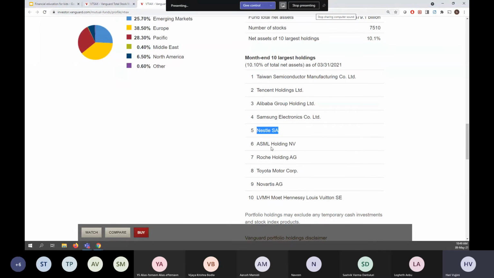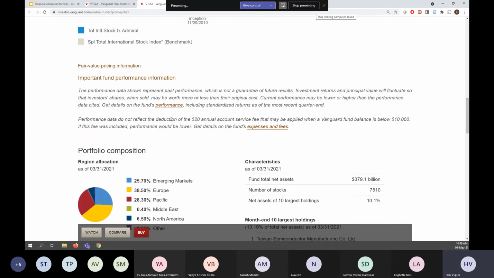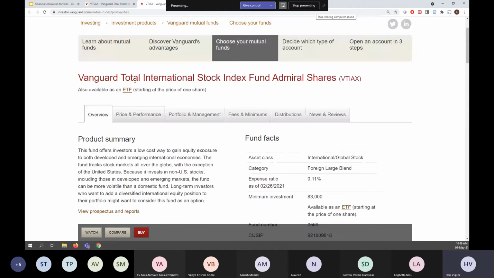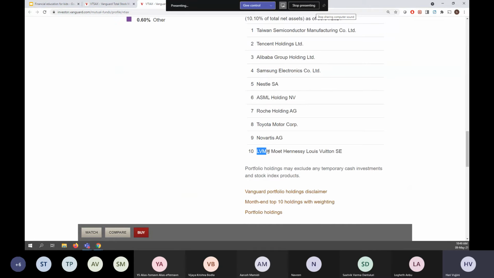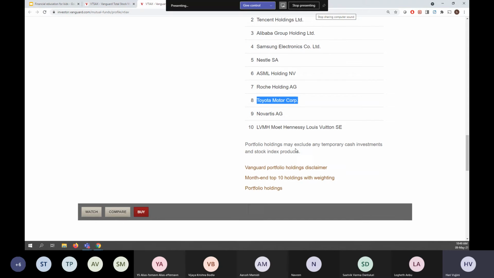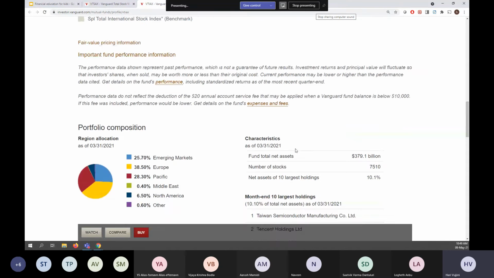The reason I'm showing you this is that you are all of a sudden holding companies across the world by investing in this index fund, right? It's a total international stock index fund. LVMH is from France. Novartis, I guess it's from Germany. Toyota is from Japan, and so on. So basically you are holding companies across the world.